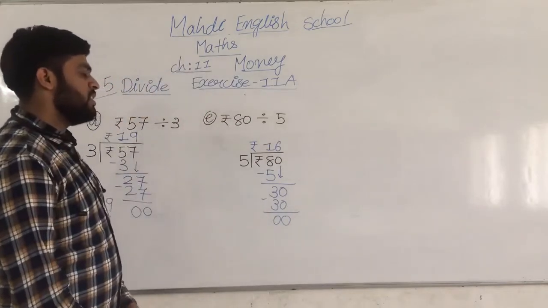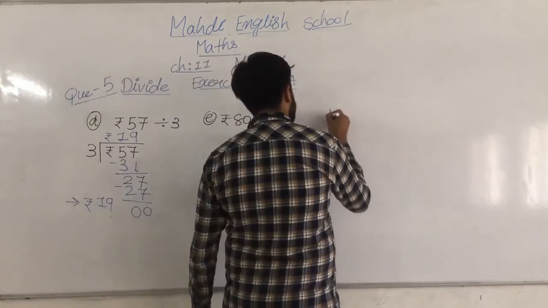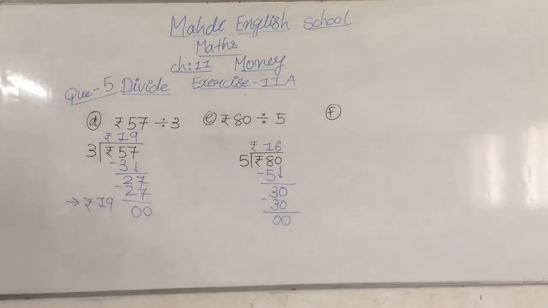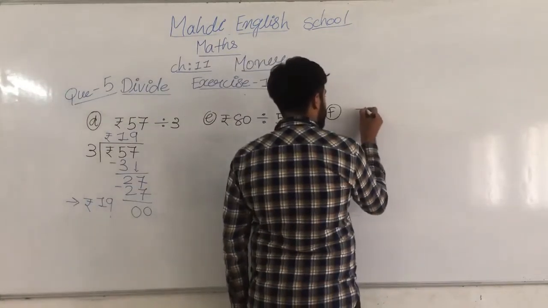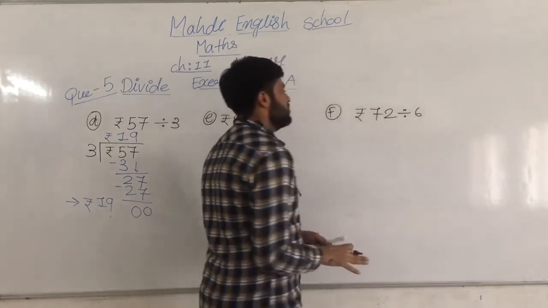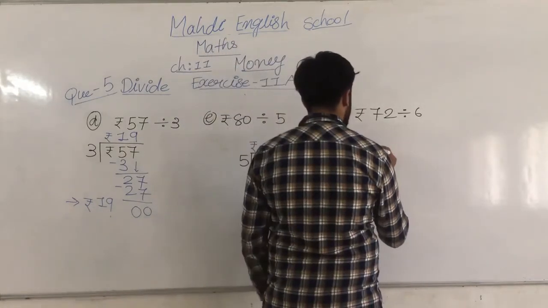Okay, I hope you all understood earlier. Then we will go on to question number F. First of all, note down this question number. 72 divided by 6, my dear students. 72 rupees divided equally among 6.